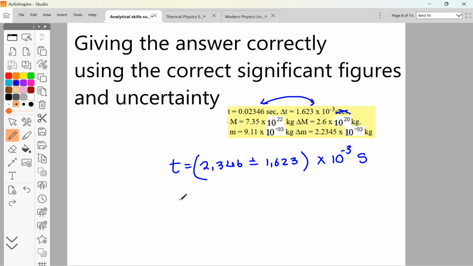So I'm just going to do that last one for the maths again. For this one, you would then say 9,11, 3 significant figures, plus or minus 2,23, and put that in brackets, times 10 to the minus 33 kilograms. Make sure you write your answer properly.